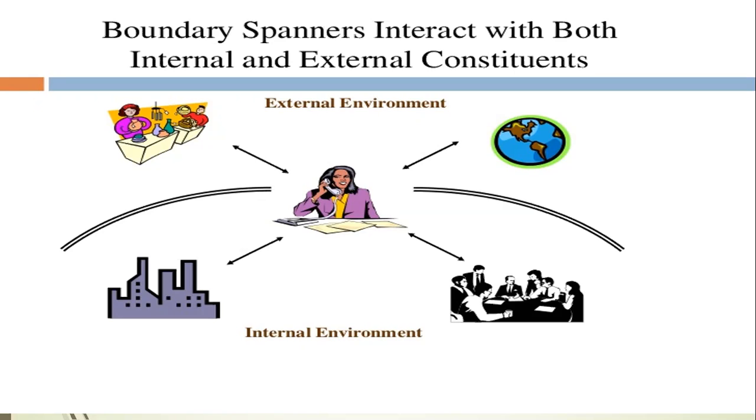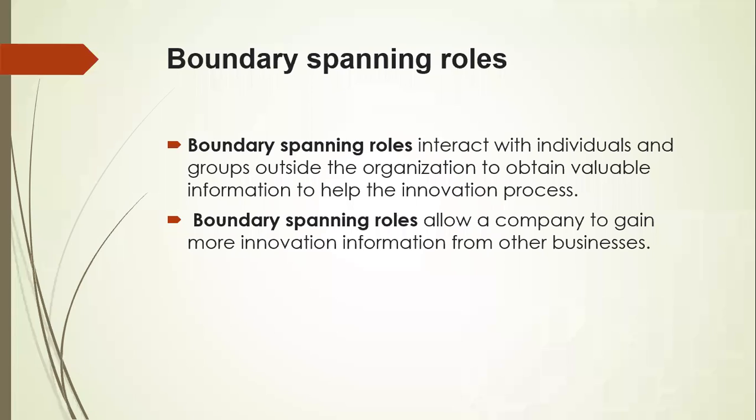If you see the example, external environment and internal environment, the board meeting or the whole organization, and to the customer, the main person is the employee, the end encounter level employee. Now, what are boundary spanning roles? Interact with individuals and groups outside the organization to obtain valuable information to help the innovation process. Correct? Always the waiter asks, how was the service? How was the food? Who asked? Waiter. Even the barber asks. So they are the boundary spanners.